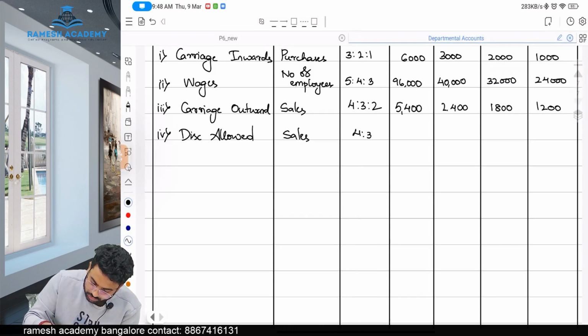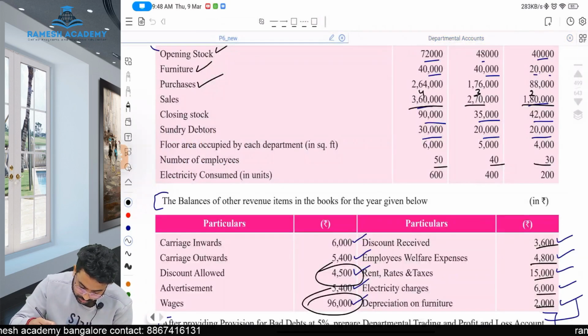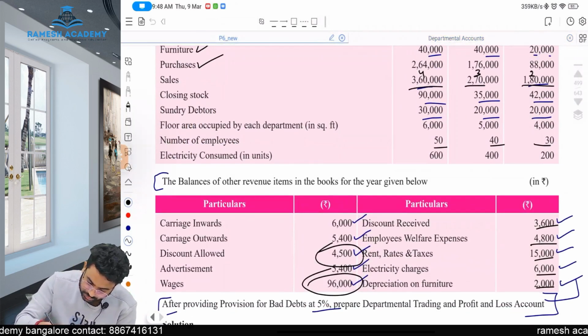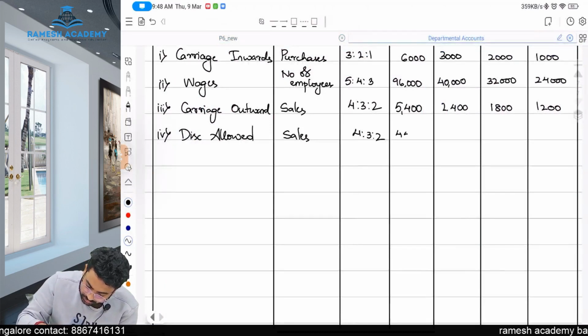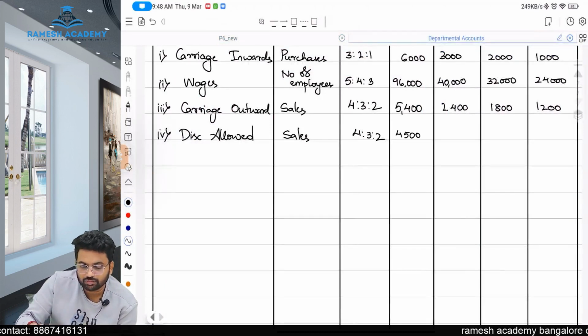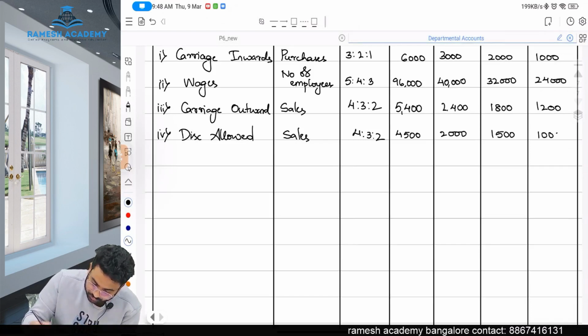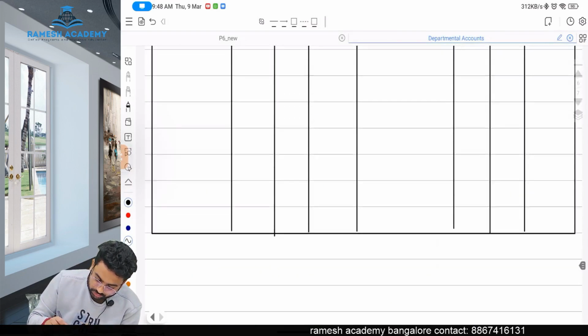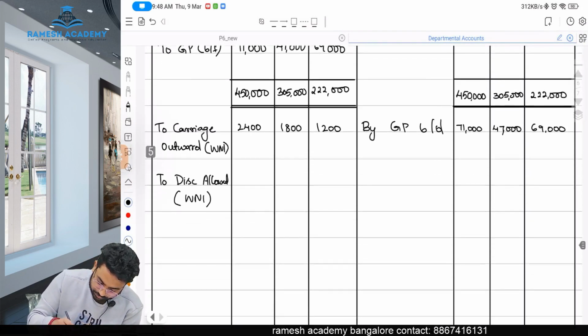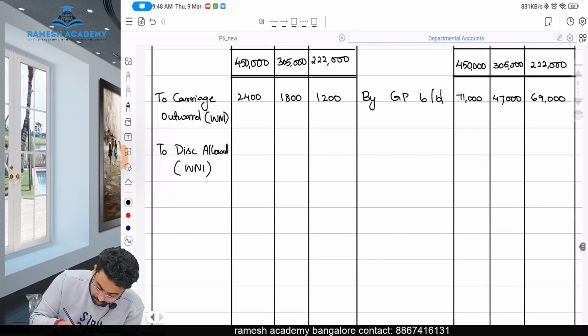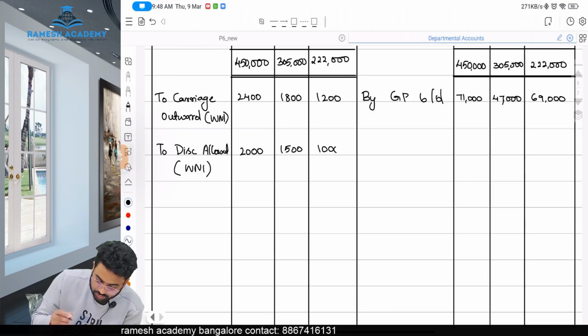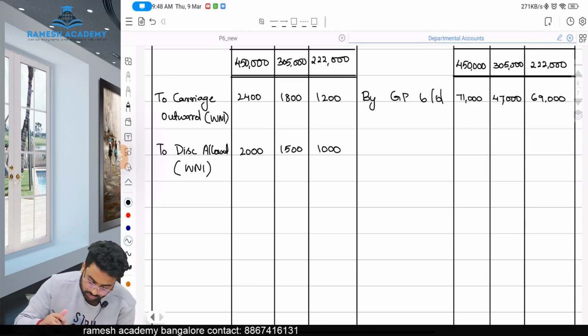4 is to 3 is to 2 is the sales ratio, and how much is that? 4,500, right? 4,500 divided by 9 will come to 500. 500 into 4 will be 2,000, 1,500 and 1,000. So discount allowed 2,000, 1,500 and 1,000. Okay, discount allowed is done.